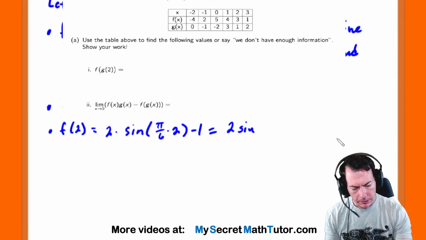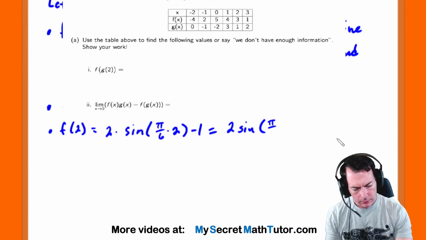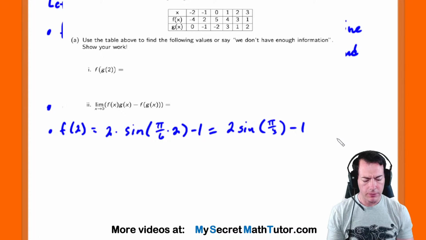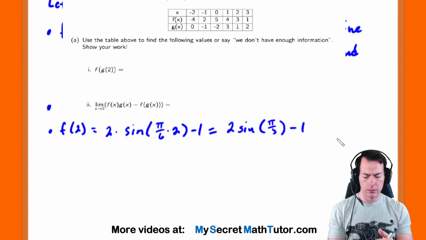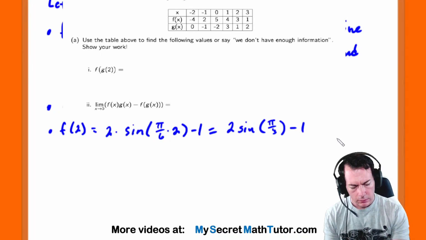Ooh, so we've got to do a little bit of evaluating there. 2 pi divided by 6, that's just pi over 3. And now we actually have to figure out the value of sine of pi over 3. So we need our unit circle. It looks like I get a value of square root of 3 over 2. So that equals 2 times the square root of 3 over 2, minus 1. Square root of 3 minus 1.